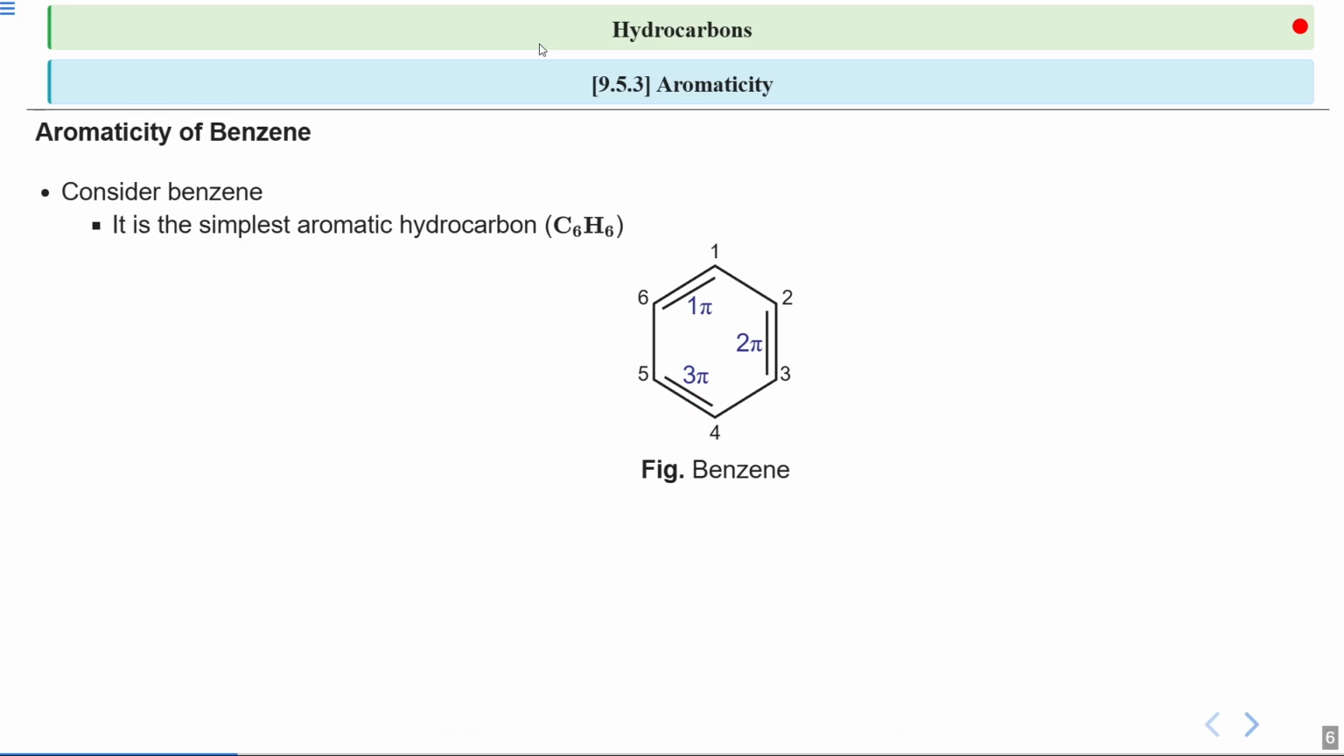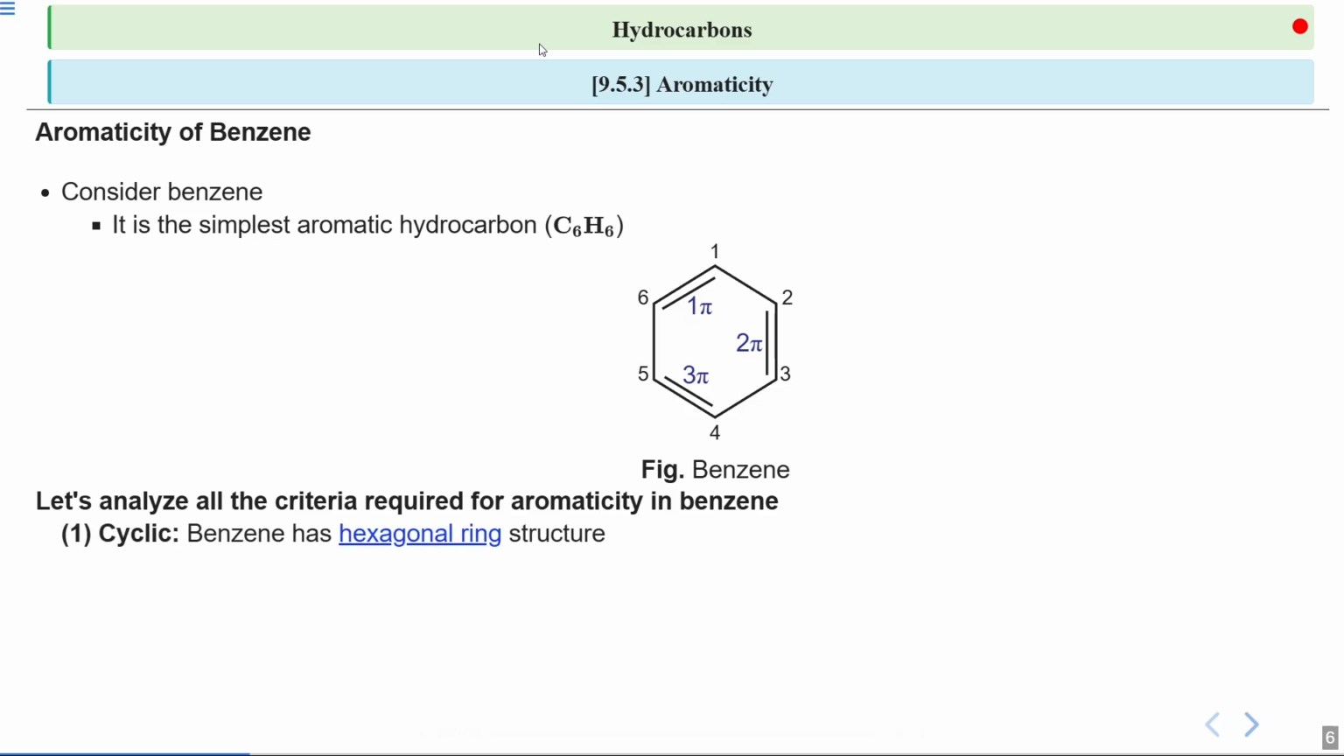You can see its structure in the diagram. Six carbon atoms form a ring, each bonded to one hydrogen atom. Notice the symmetry and the repeating pattern. This is key to its stability and aromatic nature. Then, we will analyze all the requirements for a compound to be aromatic on benzene.